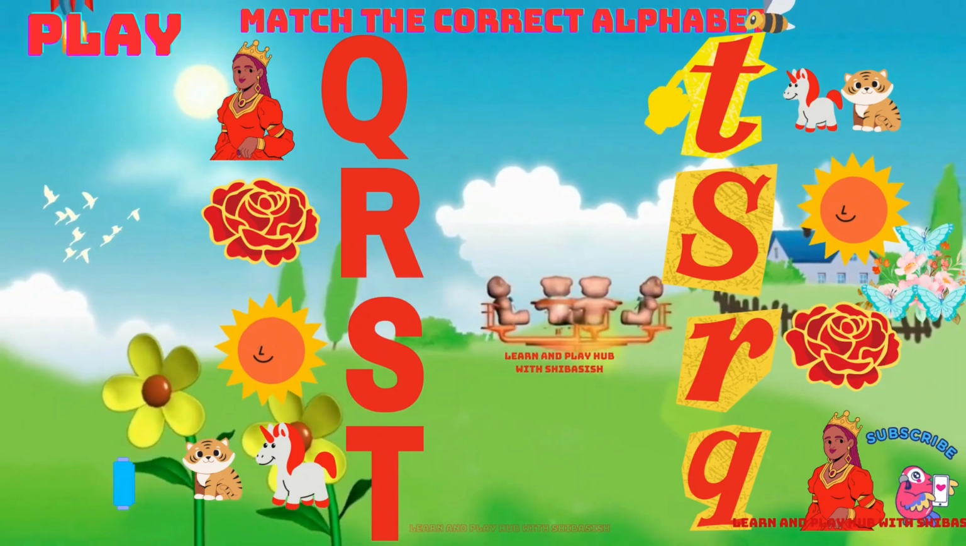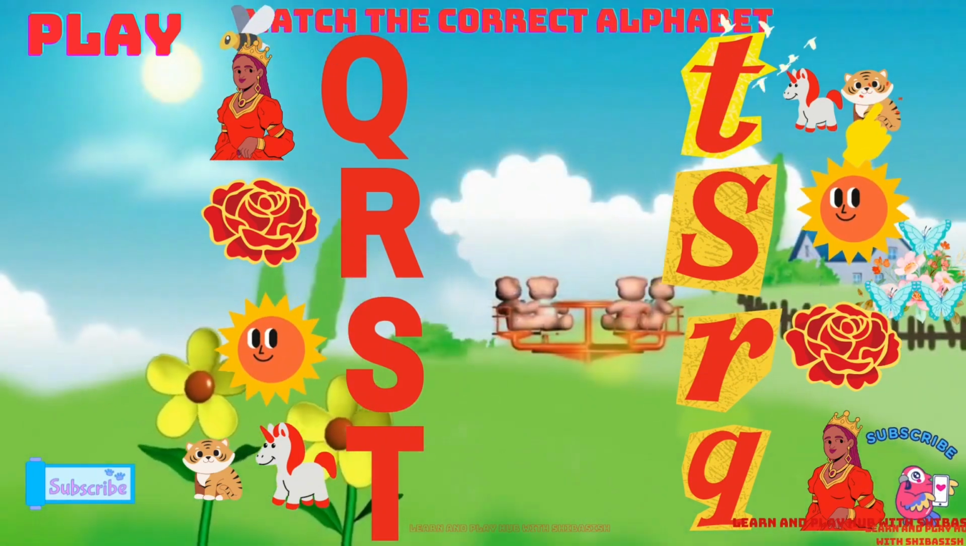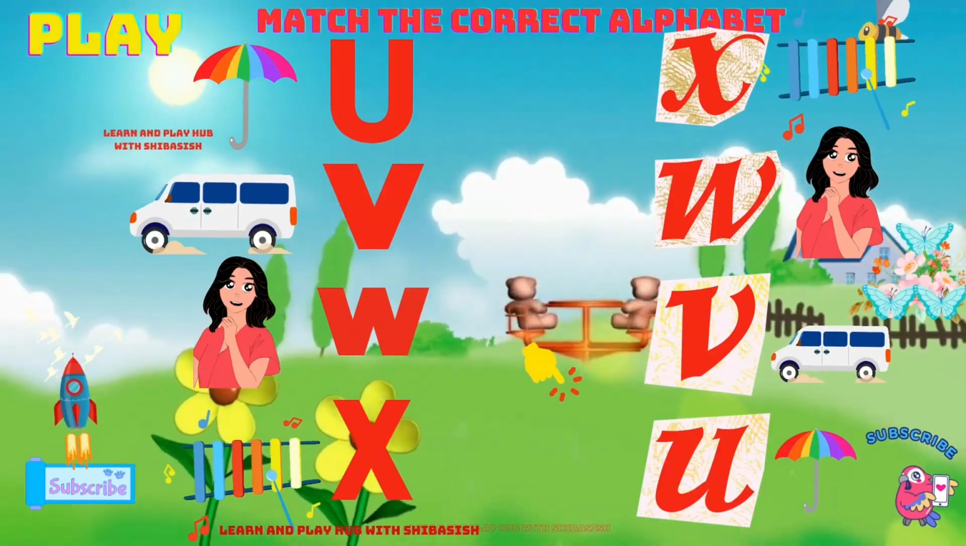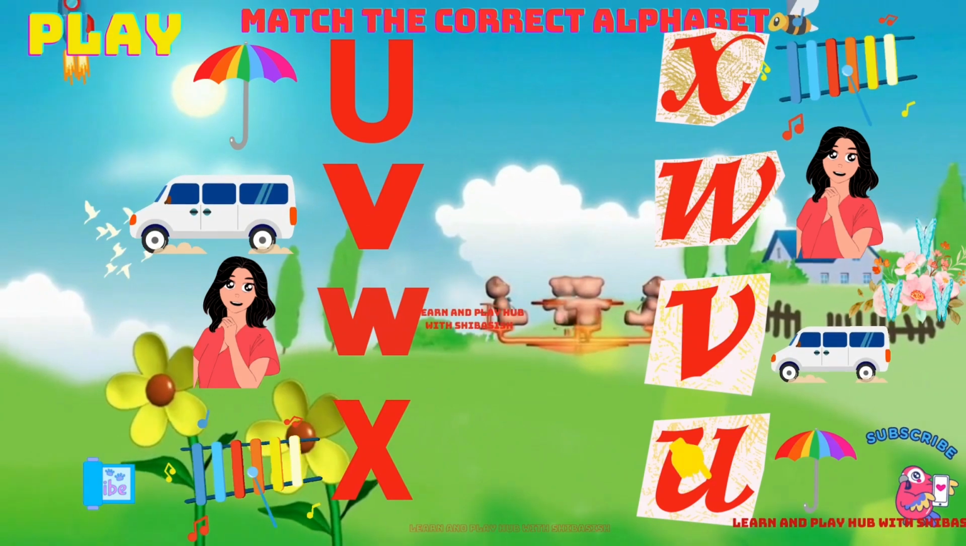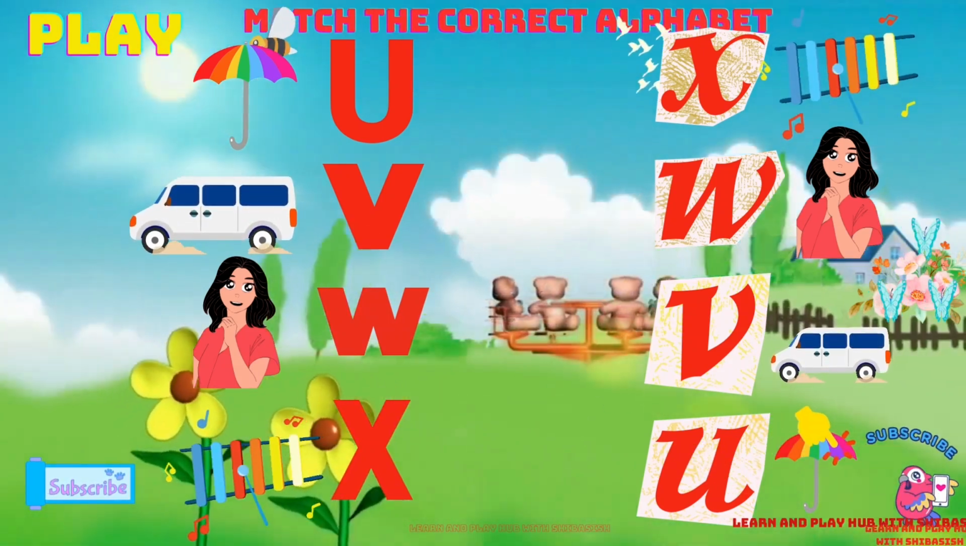Capital T, match with small t. T for toys. Capital U, match with small u. U for umbrella.